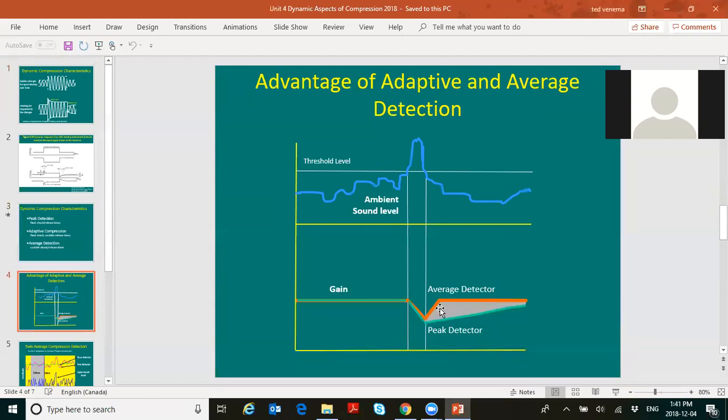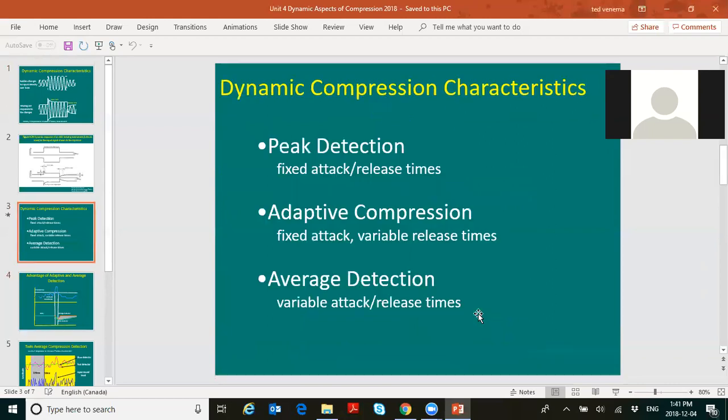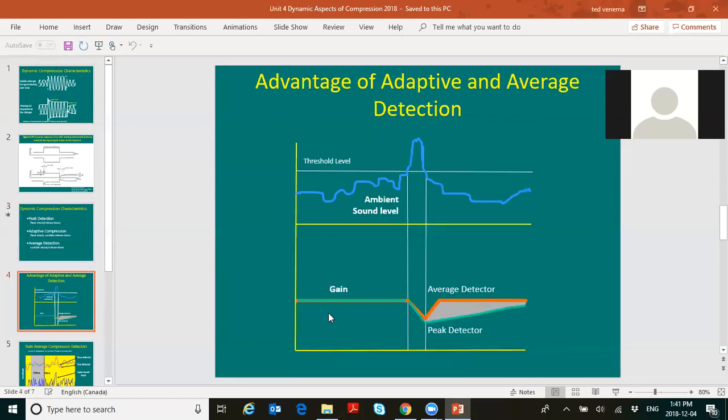You'd have a quick release time if you had like a door slam, something that was quick to become loud and quick to become soft again. But if something took a long time to become softer, then you'd have a longer release time. Then you had average detection, and that was one step better.